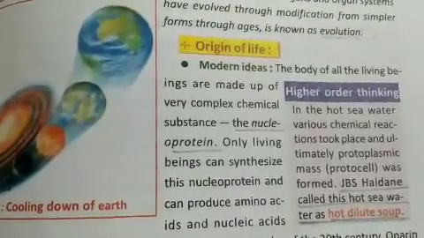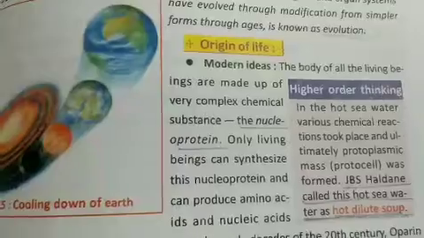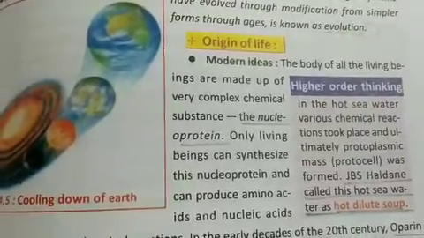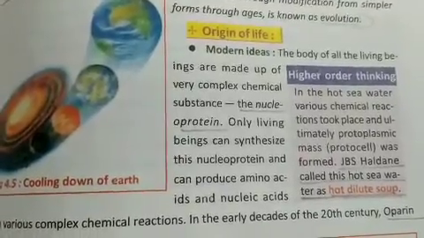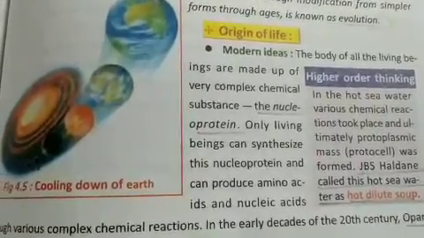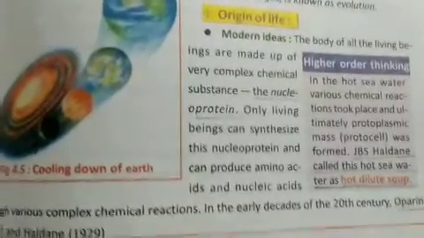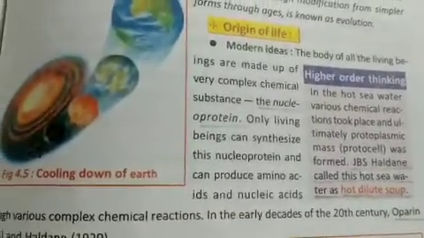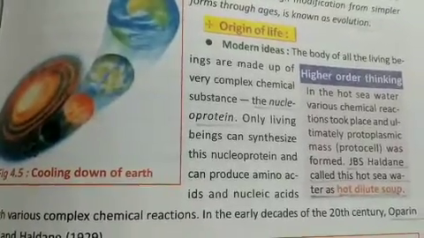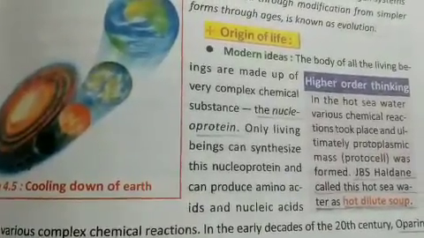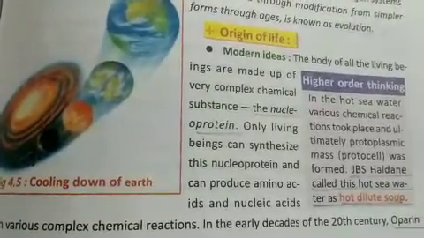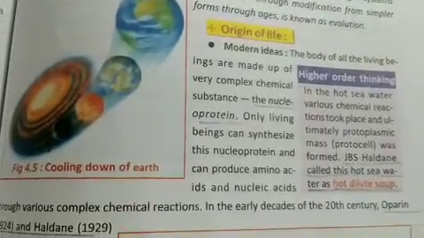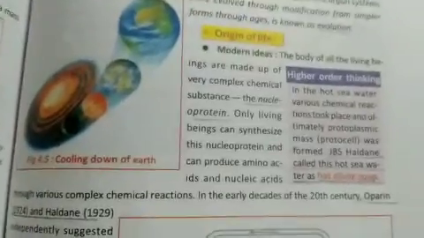The body of all the living beings is made of very complex chemical substances, the nucleoprotein. Only living beings can synthesize this nucleoprotein and can produce amino acid and nucleic acid. Nucleic acid means DNA and RNA. These are the main thing, the functional and structural unit of our life. So from this nucleoprotein, the living organisms can synthesize the amino acid and nucleic acid. And in this way, life is originated.